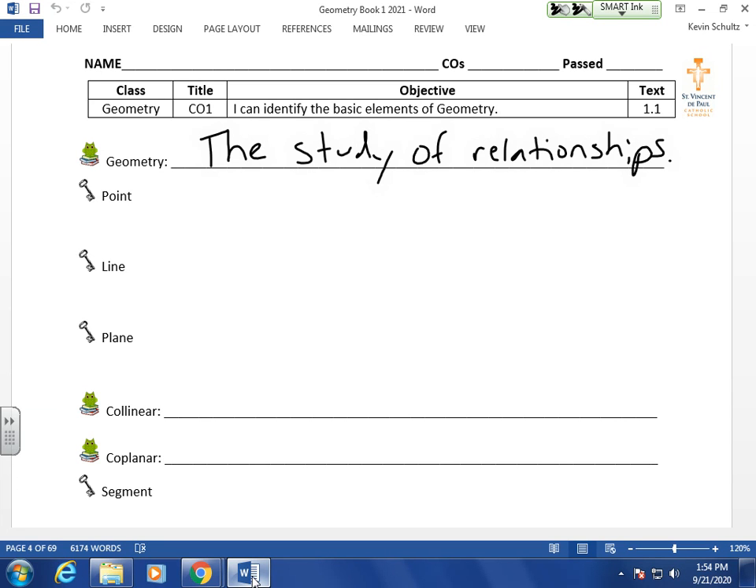Some of the common things that you will see, first off is a point. Okay? A point has no real dimension. It just is a location in space. Now, I'm not talking about space like outer space with stars, although you could think of that like each star is like a point out there, right? But it's just a location.